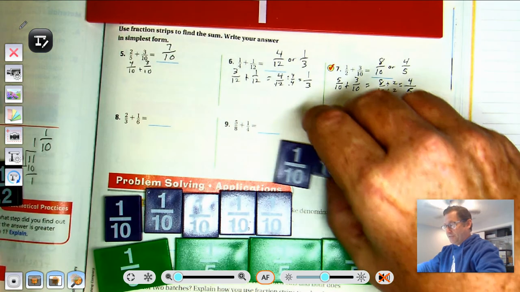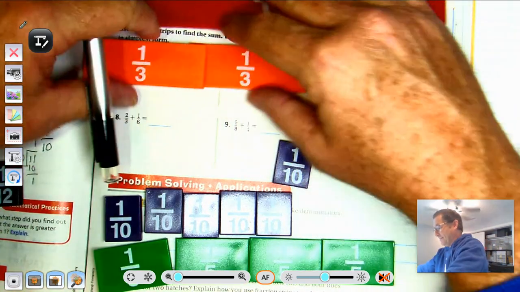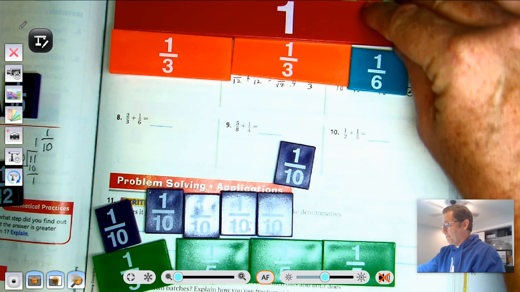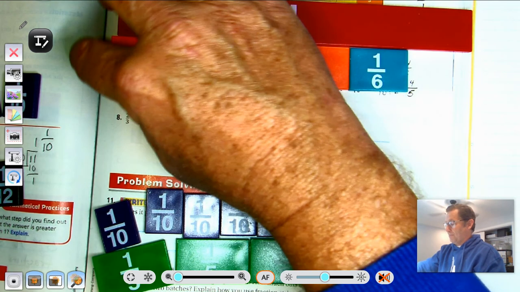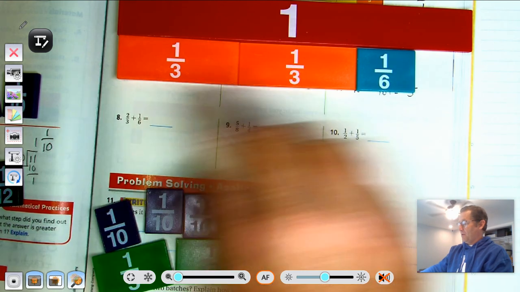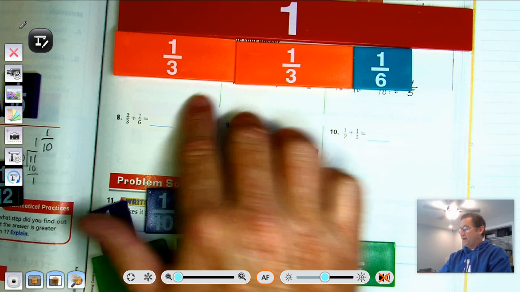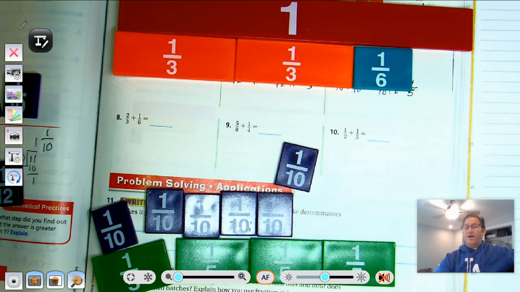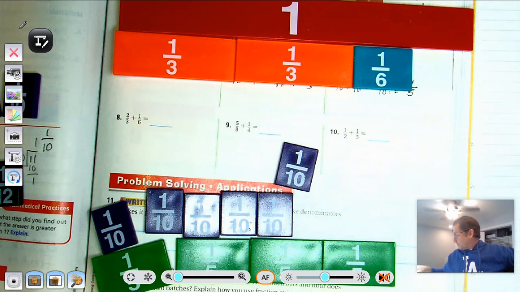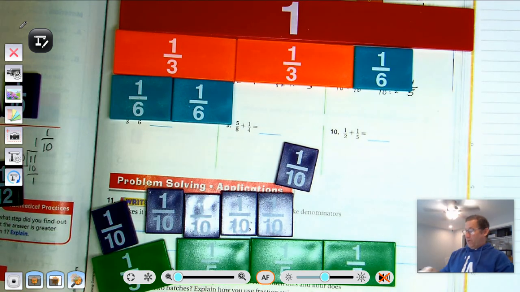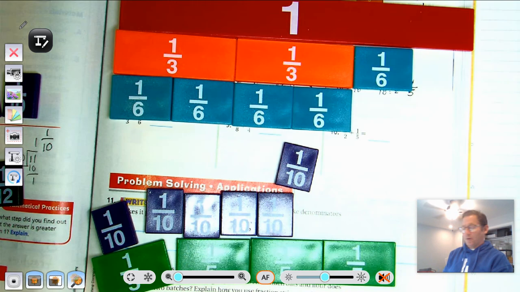All right, 2/3 plus 1/6. Well, if I look at the 1/3, if I would skip count thirds, in other words, finding an equivalent fraction, right, to thirds, 3/6. Well, couldn't I replace the 1/3 with sixths? So let's see how many sixths it would take. 1/3 is equal to 2/6. All right, so, yep.